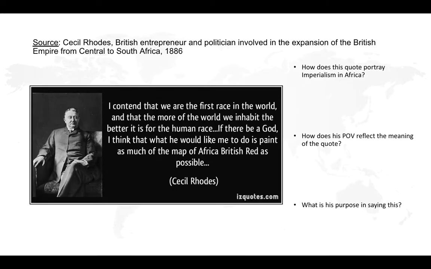So you can see here when looking more at Cecil Rhodes, British entrepreneur, politician in the expansion of British power into Africa. And here's what he says: "I contend that we are the first race in the world, and that the more of the world we inhabit, the better it is for the human race. If there be a God, I think that what he would like me to do is paint as much of the map of Africa British red as possible."